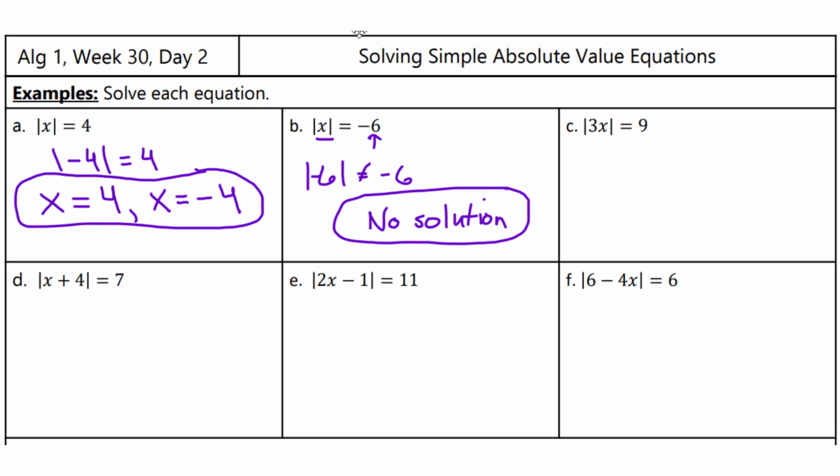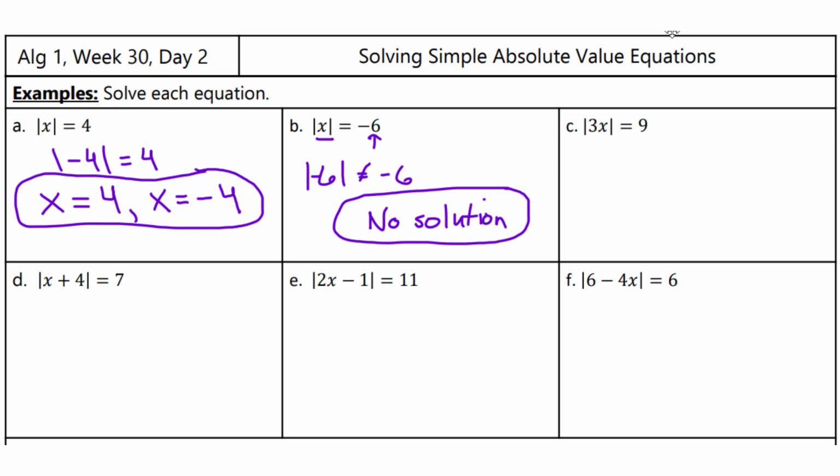So on this set of homework, we've got relatively simple absolute value equations, meaning that the number of steps it takes to get the answer is on the lower side. And then we will, in the next lesson, explore some more complicated ones.